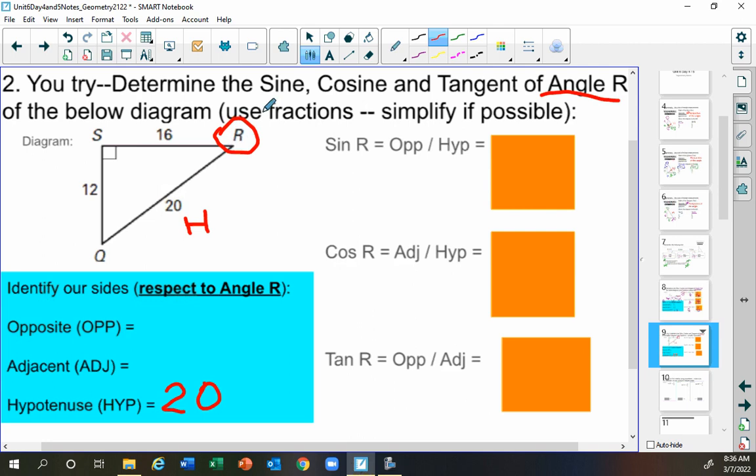So then with respect to angle R, which side is the opposite? The 12 or the 16? 12's the opposite. Good. So then the adjacent has to be 16.